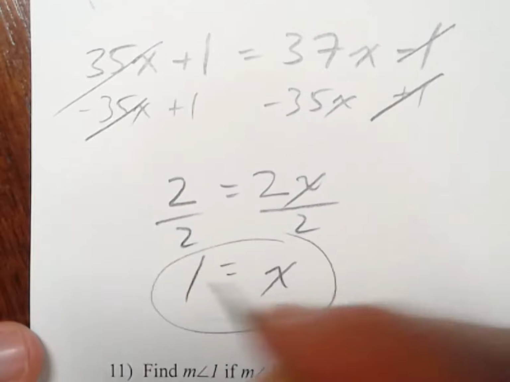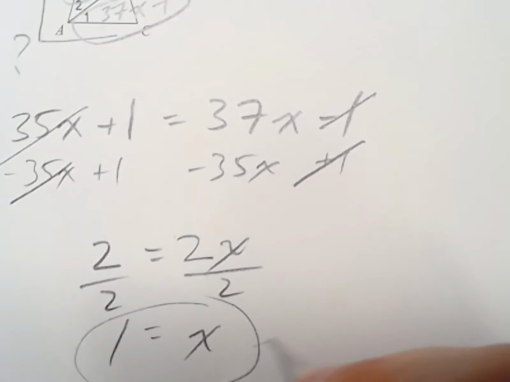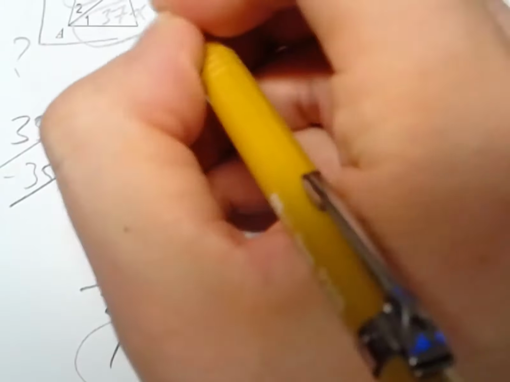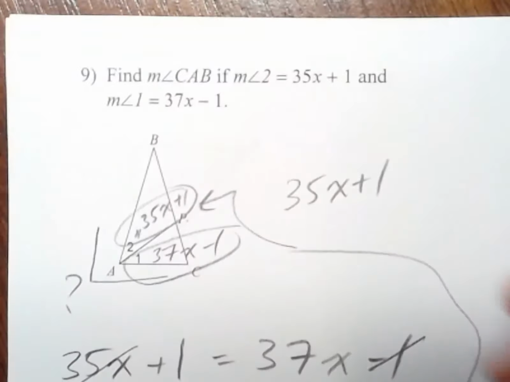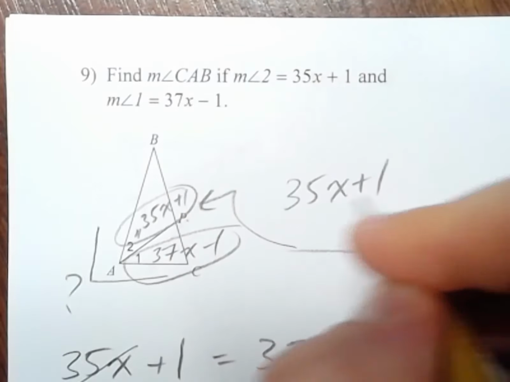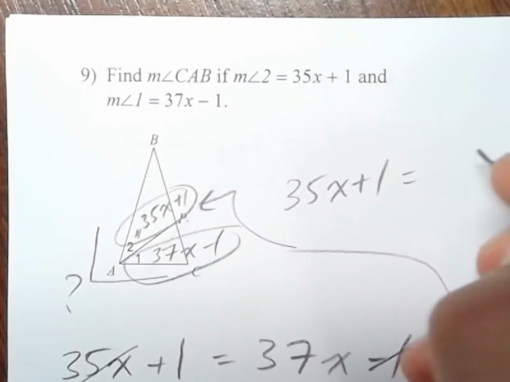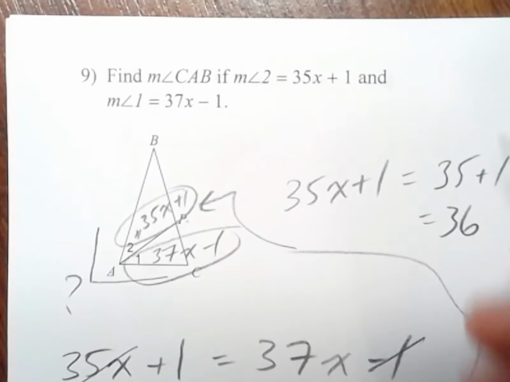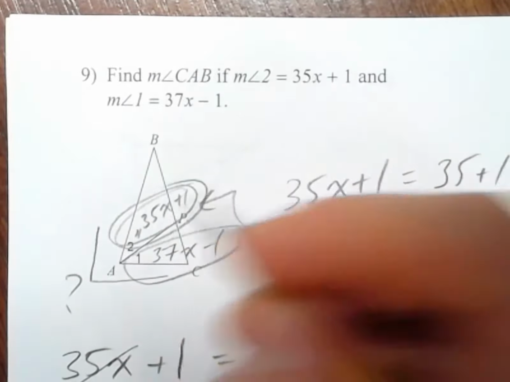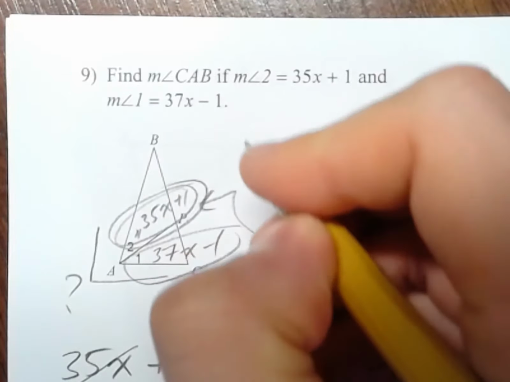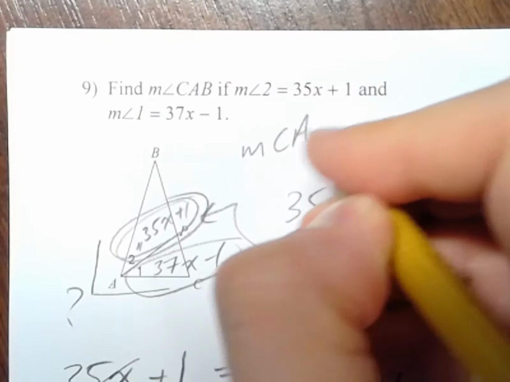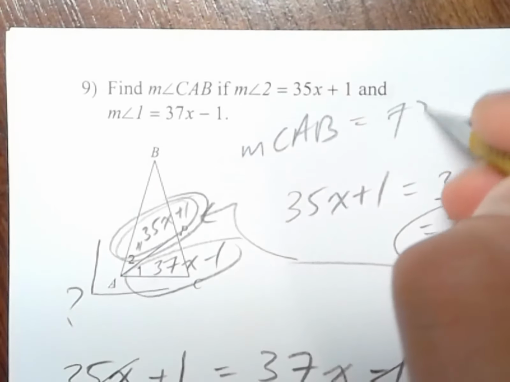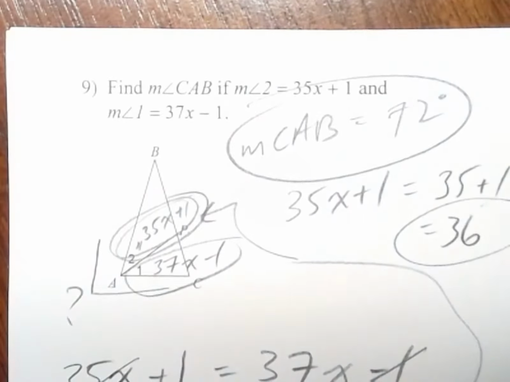So now that we know x, we can plug this back in. So 35x plus 1, I'm going to plug it into the top one. So 35x plus 1 now equals 35 plus 1, which equals 36. So if 36 is this, then the measure of angle CAB, which is what we wanted to find, is twice of that. So that's 72. Okay?